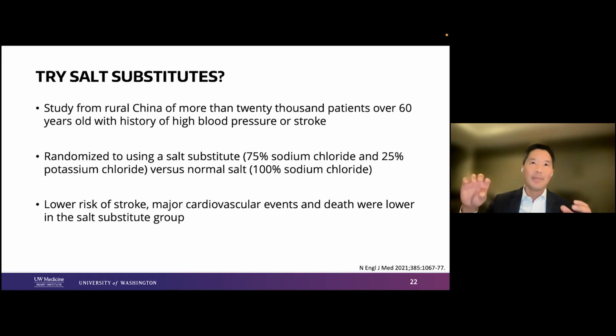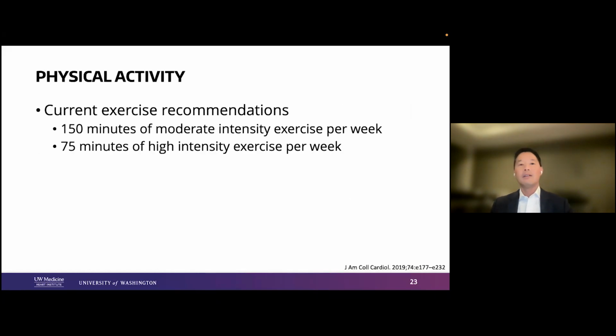And since, as I said earlier, in rural China and rural parts of Asia they tend to use more sodium as part of their cooking, when they substituted 100% sodium chloride with a mixture of sodium chloride and just 25% potassium chloride, this study showed that it reduced blood pressure, but also lowered the risk of stroke, major cardiovascular events, and deaths in the population that was randomized to this salt substitute group. So again, showing that just making some mild modifications in sodium intake can potentially have profound effects in reducing overall cardiovascular mortality. So let's move on to physical activity.